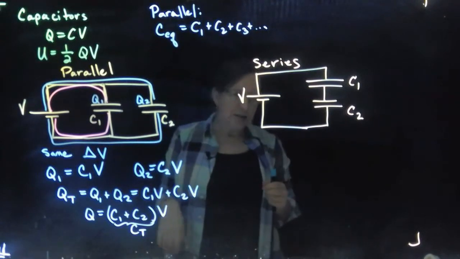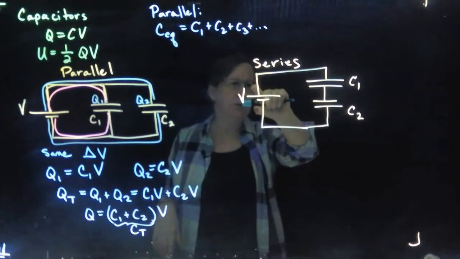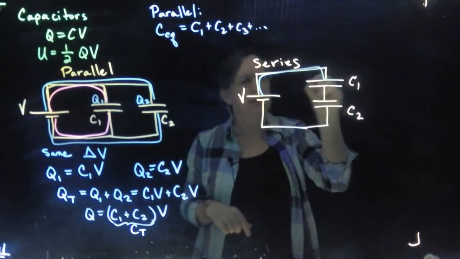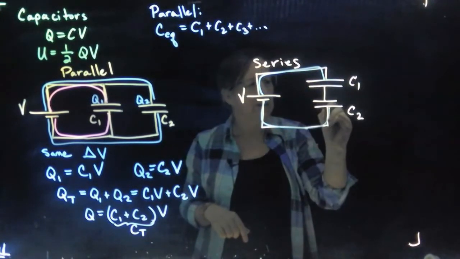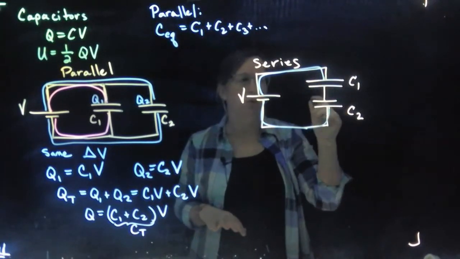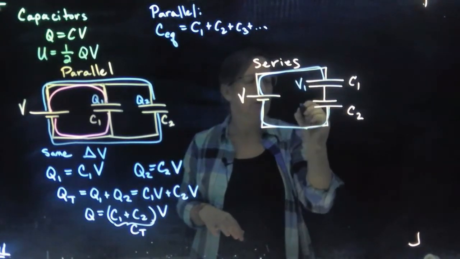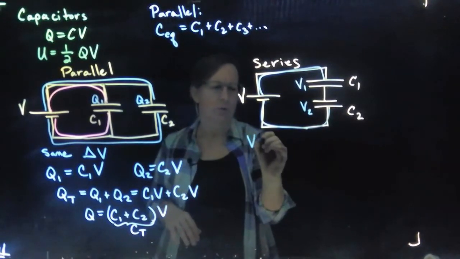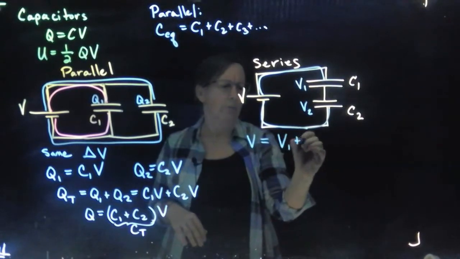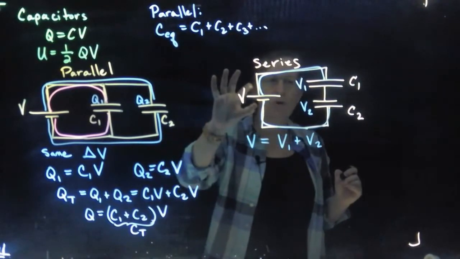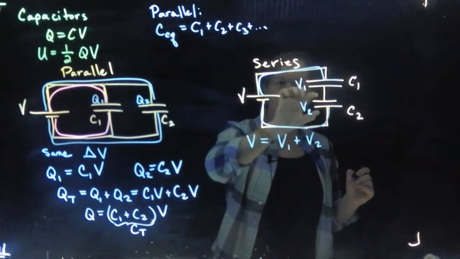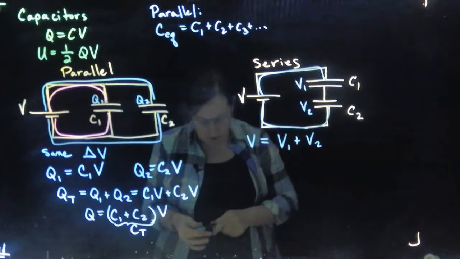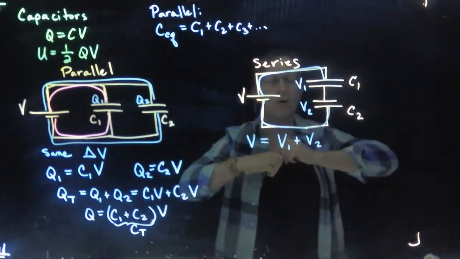Now in the series case, this voltage is really across this. Right, this point is connected here, and this point is connected here. So these are splitting the voltage. The voltage across 1 plus the voltage across 2 equals this total voltage. Voltage is equal to 1 plus 2. In other words, if this is 9 volts, we might have 3 volts across here and 6 volts across here. It just depends. What's the same, however, is the following.